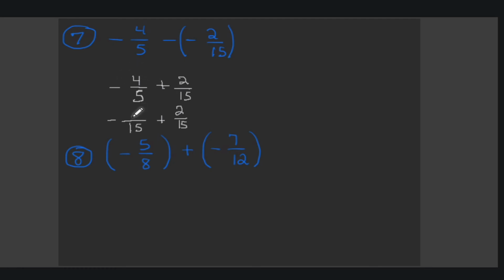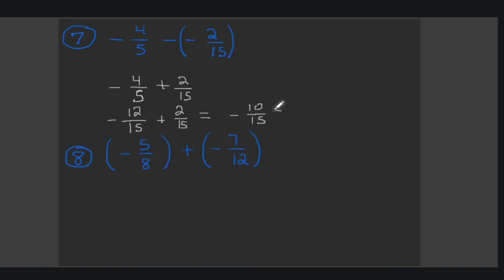So 4 times 3 is 12. Be careful with your signs here. This negative right here belongs to the 12, and this plus belongs to the 2. So we're going to add negative 12 plus 2, which is negative 10. The reason it's negative 10 is because we always append the same sign as the larger value. Notice 12 is larger than 2, and its sign is negative. Therefore, the answer will also be negative. So we have negative 10/15.